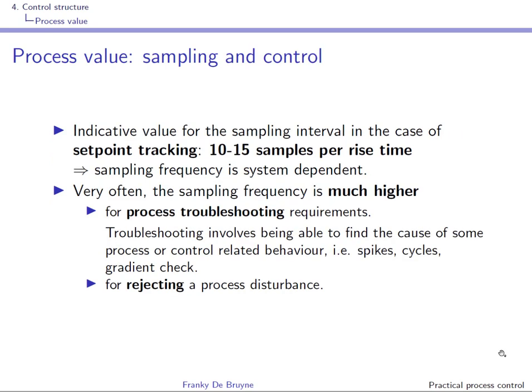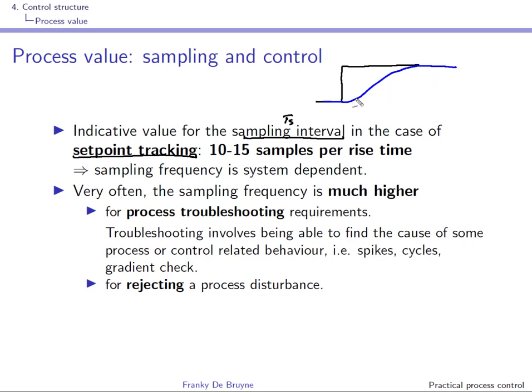An indicative value for the sampling interval TS, in the case of set point tracking, this is important, is that you should have 10 samples per rise time. So for instance, if you have the open loop step response, this means that you put your controller in manual mode and you do a change of MV, and then you look at the evolution of PV, which might look like this, for instance.